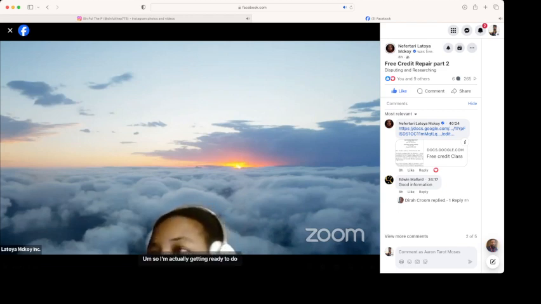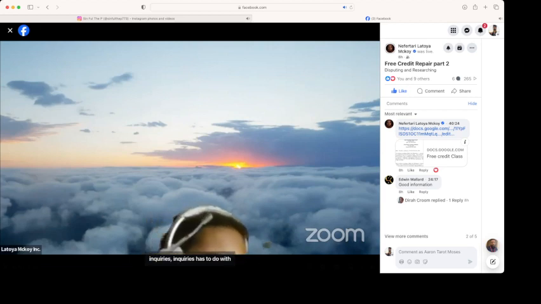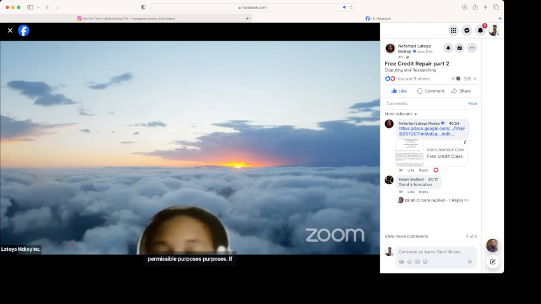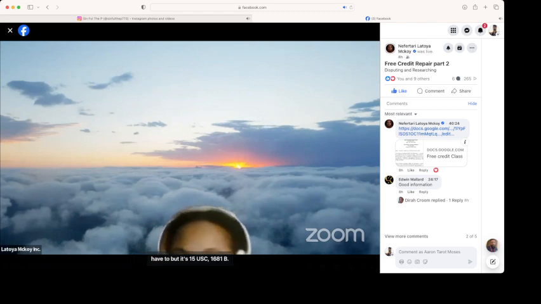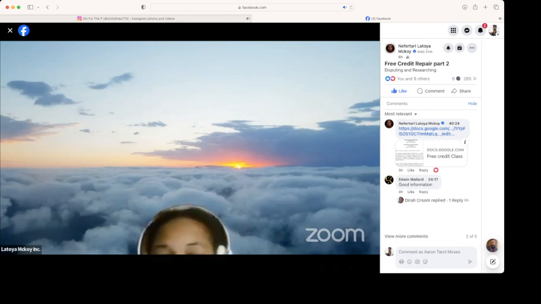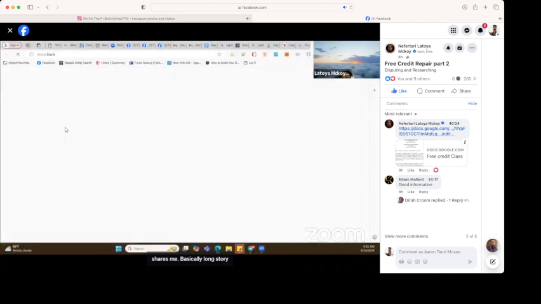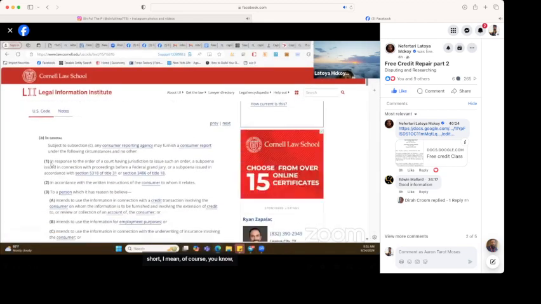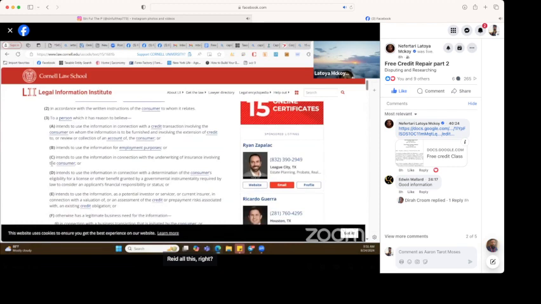So I'm actually getting ready to do inquiries. I noticed that he had a bunch of inquiries on his credit report, and I didn't go over inquiries. Inquiries have to do with permissible purposes. If you don't choose to read it, you don't have to, but it's 15 USC 1681b. Basically, long story short, of course, read all this.